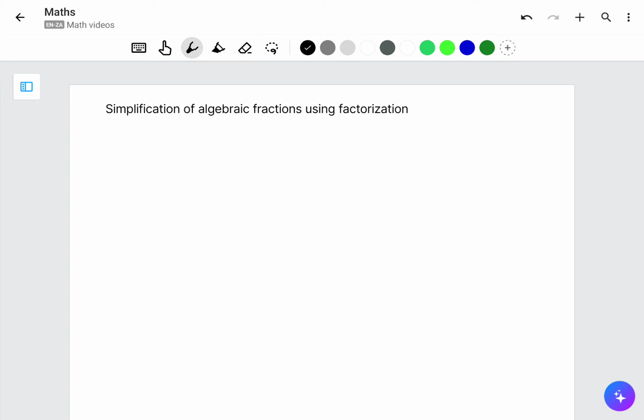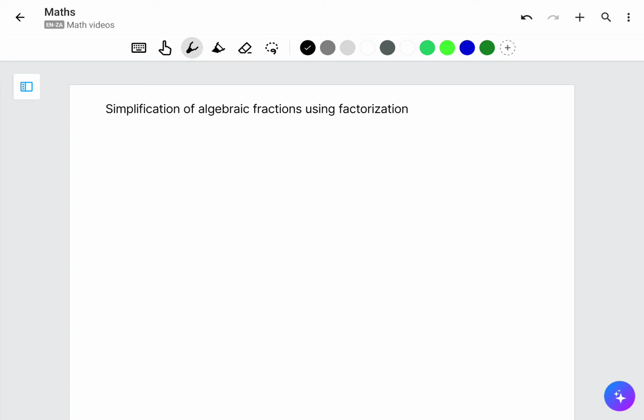Today I will be doing simplification of algebraic fractions using factorization. This is my part 2 video. So if you missed the first one, please go back and watch the first one, as this one I will be going a bit more in depth, okay?